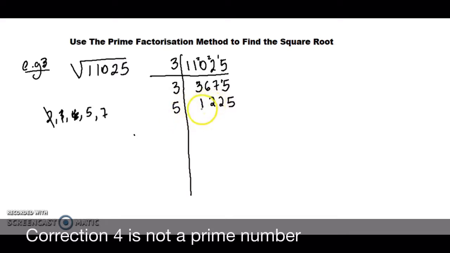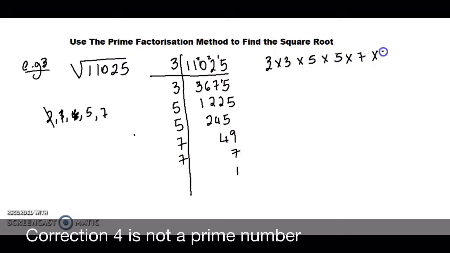So we're going to move on to 5. 5 into 1,225 would go 245 times. Still divisible by 5. 5 into 245 would go 49 times. 7 into 49 would go 7 times, and 7 into 7 would go 1 time. So here we're going to write out our prime factors. We have 3 times 3 times 5 times 5 times 7 times 7.